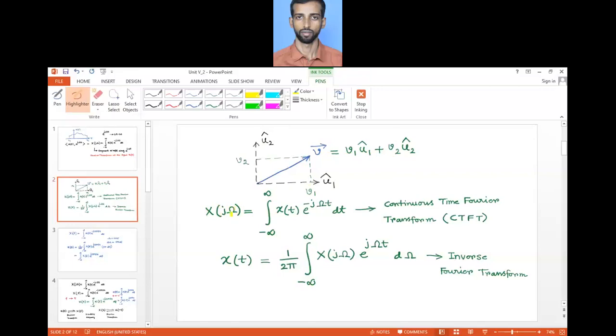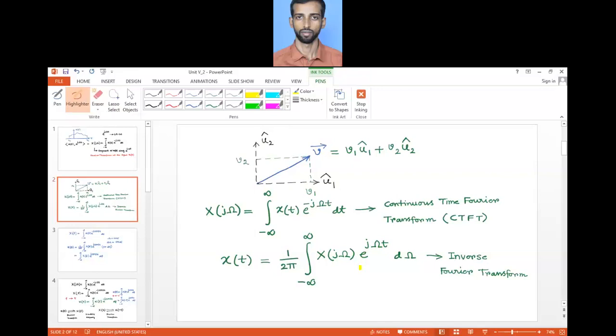Similarly here, X of j omega is the component of this x(t) along e to the power j omega t. So you just take X of j omega, multiply it with the corresponding component e to the power j omega t, and then you go for a summation. This summation is basically the accumulation, basically the integration. Here you don't have a summation, because the dimension is infinite, we are considering an infinite dimensional vector. So instead of the summation, we have to go for an integration. So integration over minus to plus infinity of X of j omega e to the power j omega t d omega. Now this is known as the inverse Fourier transformation.